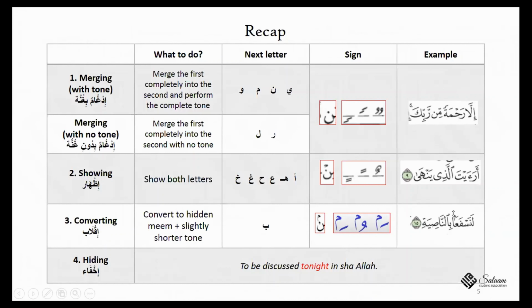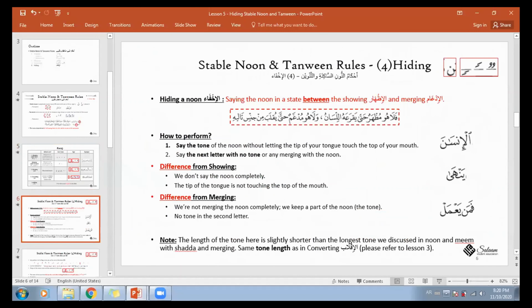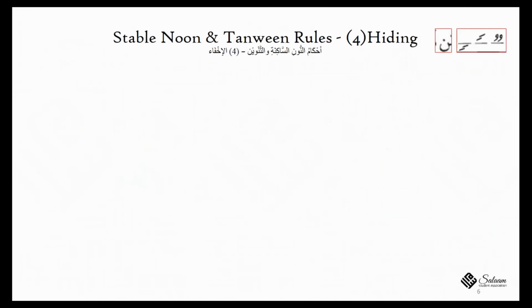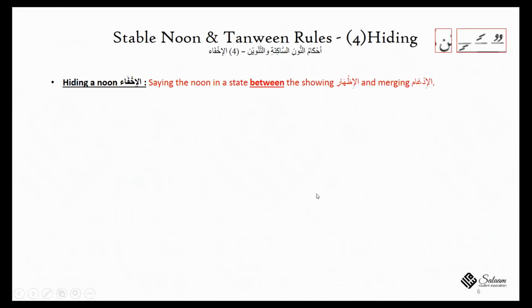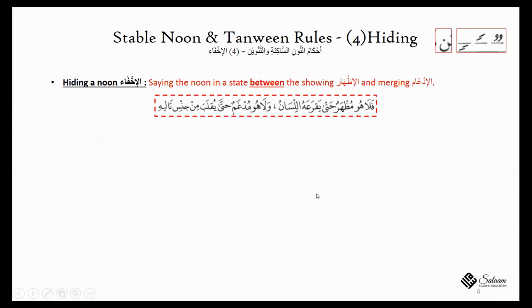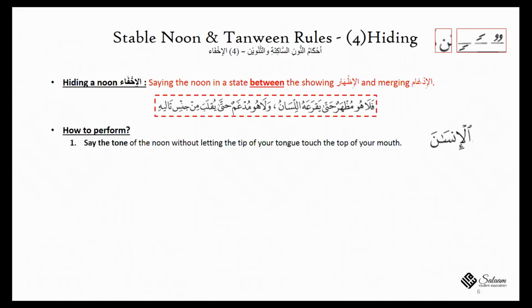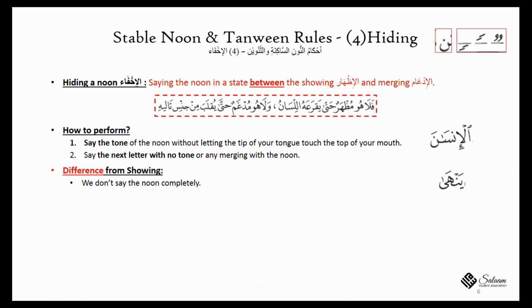But when it comes to this meme in ba, it's called meme mukhfa, so it's a hidden meme. So this tone is a little bit shorter. You can add this hiding to the same equation. So hiding also will have a slightly shorter tone than the noon with shadda, meme with shadda, and merging.